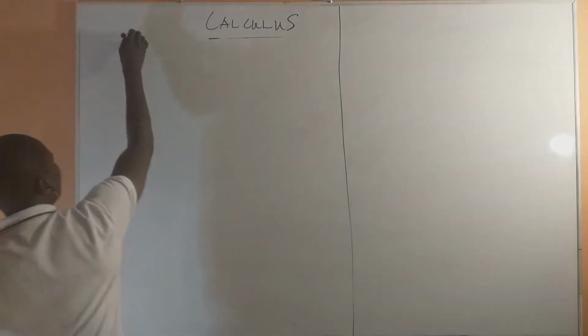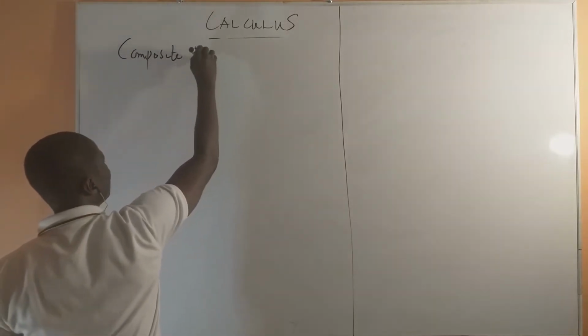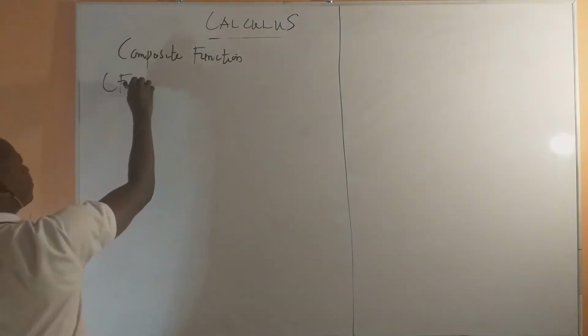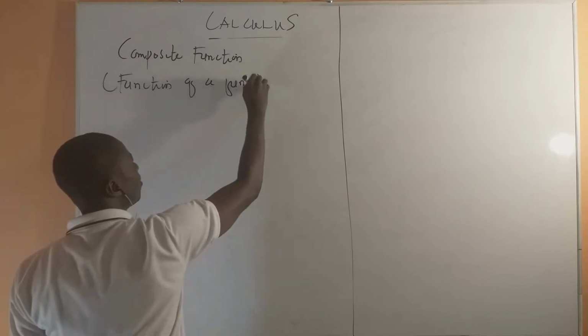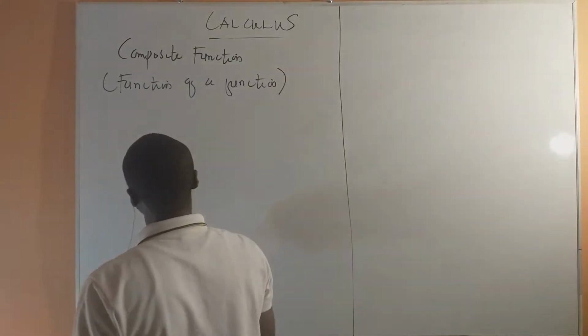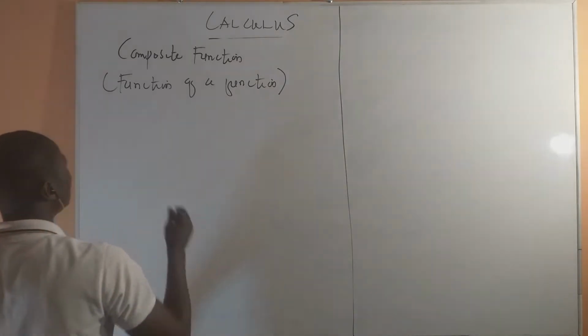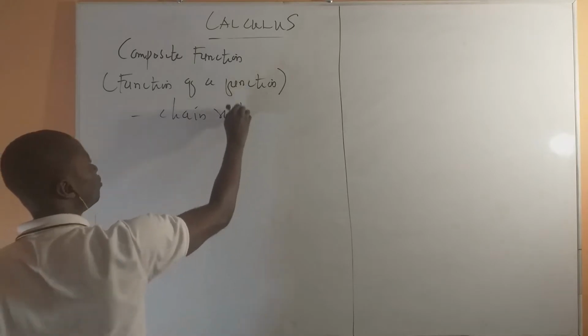So, when we say composite functions, it is the same as what you call the function of a function. The composite function, or function of a function. And we are going to use the chain rule. You'll be using the chain rule.